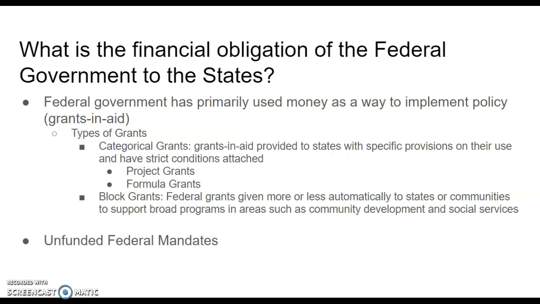Unfortunately, for a lot of states, they also experience these unfunded federal mandates, and the federal government can create laws and don't necessarily have to attach money to it. Sometimes they can just say, this is the law and you have to do it, and may not provide the funding for those states to implement those things. And the states still are obligated to follow those laws.